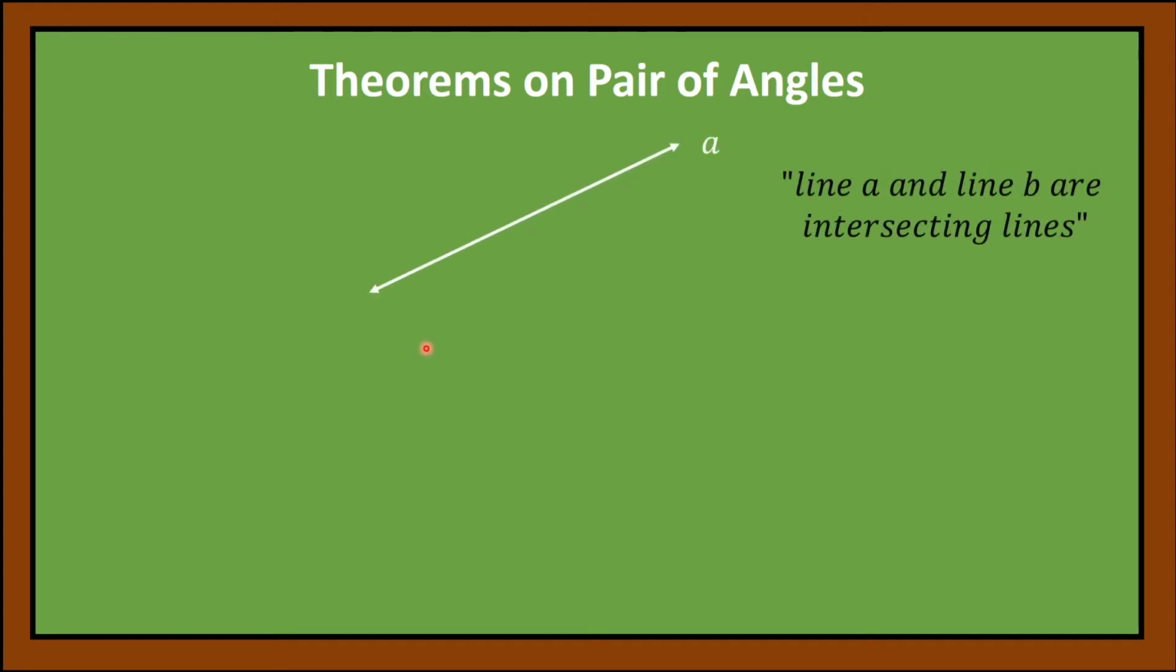So, meron tayo ditong line A and line B. So, ang line A and line B are intersecting lines. Ibig sabihin, nag-meet sila sa isang point. So, based dito sa ating intersecting lines, nakabuo tayo ng angles. So, meron tayong angle 1, angle 2, angle 3, and angle 4.